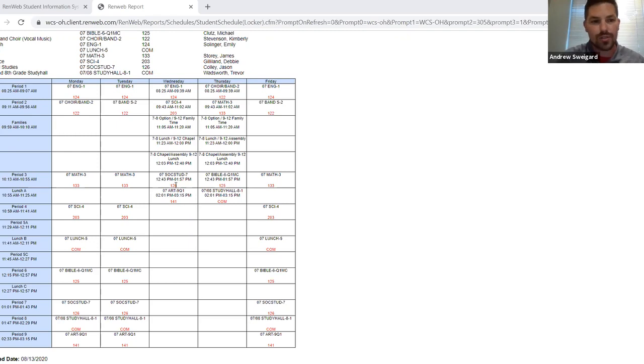They're longer periods. You'll have period 1 and 4 or 5, depending on what your lunch is, 7 and 9 on Wednesday, and you'll have 2, 3, 5, or 6, depending on what your lunch is, and 8 on Thursday.